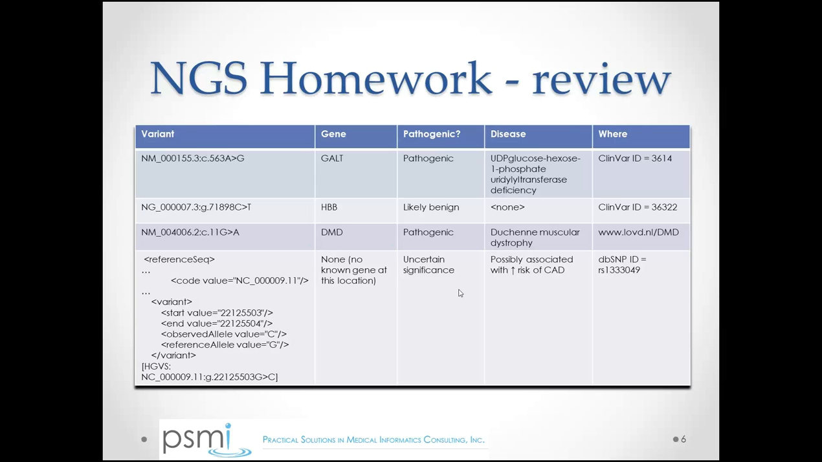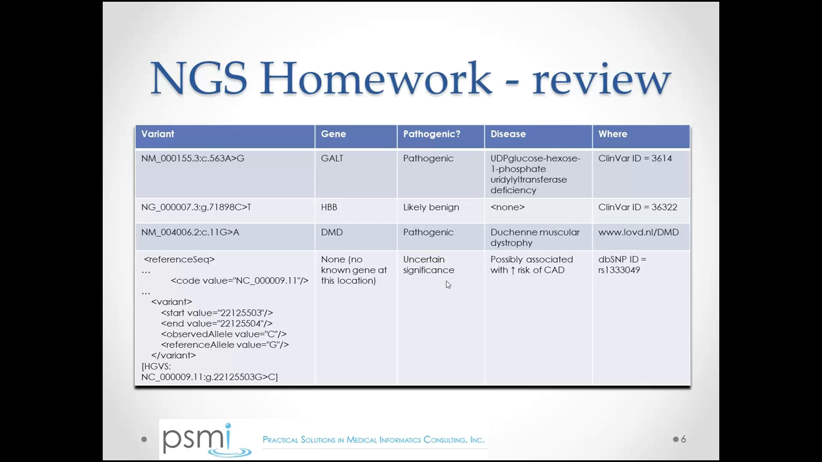And so here, this is a variation that's not inherited in a Mendelian fashion. This would be part of a constellation of changes that might affect someone's risk. And so really, it's unclear, and there's no clear guidelines out there about how do you label a SNP that puts you at increased risk.